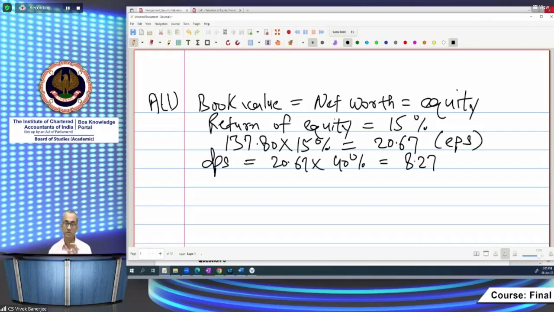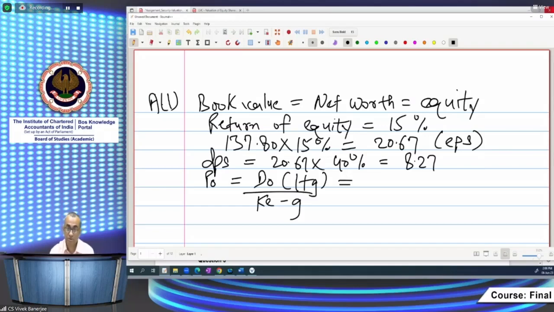Now we can put this figure into the formula. In this case, Gordon's dividend discount model will be followed, and the formula, you know, is P0 equals D0 into (1 plus g) upon Ke minus g. This formula is used when it is assumed that the company will pay dividend at this rate for a long time to come, or till infinity. So P0, that is, the present value of the equity share, is D0 multiplied by (1 plus g) divided by (Ke minus g).